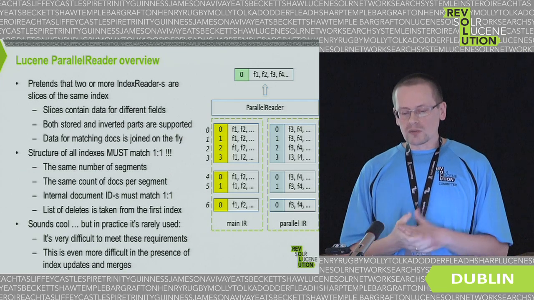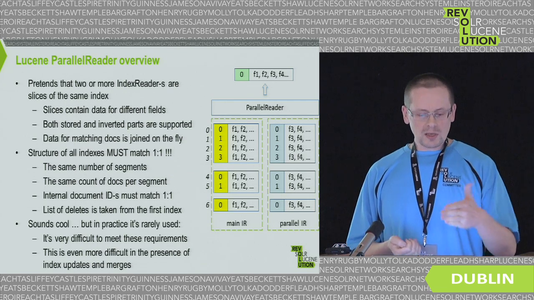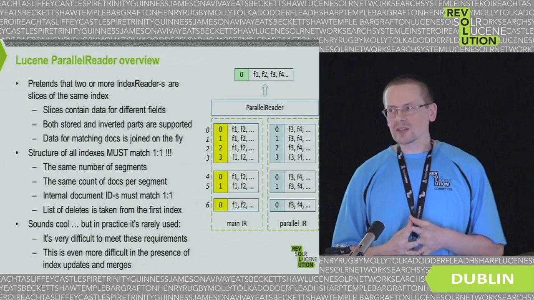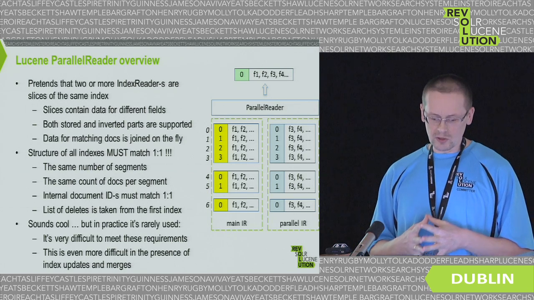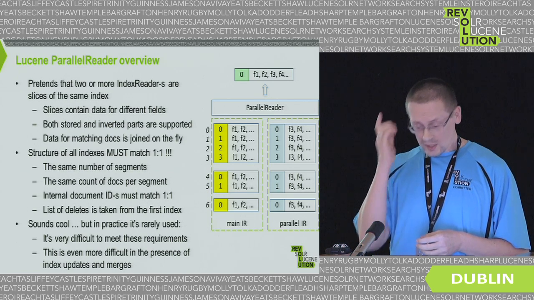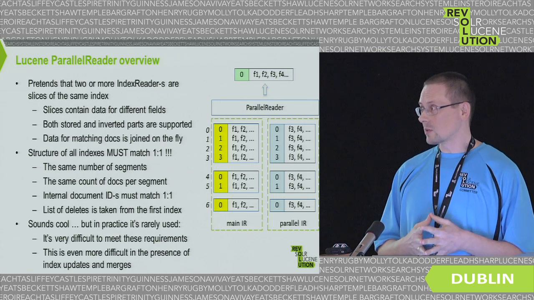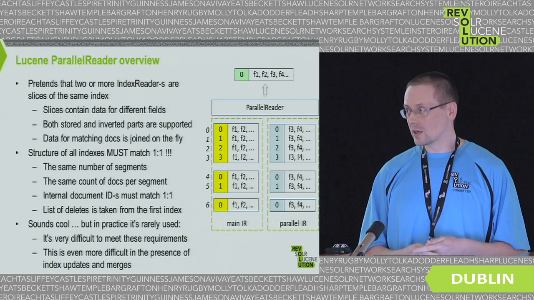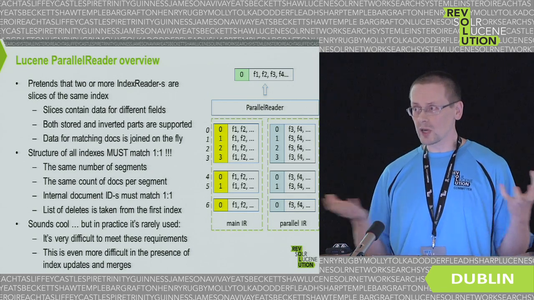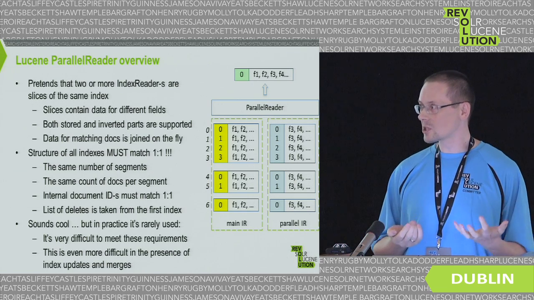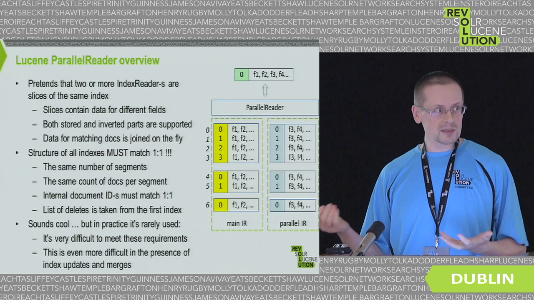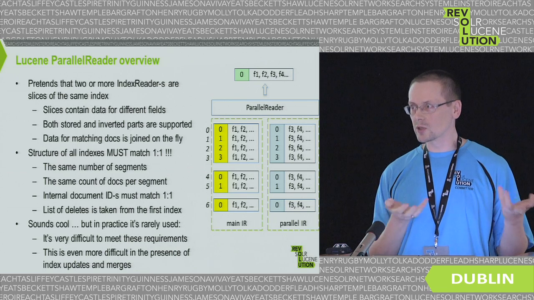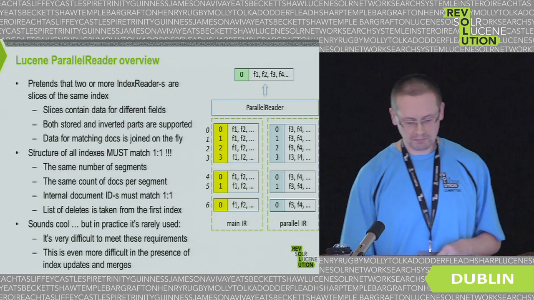And the list of deletions, if there are any deleted documents in the first index, is taken from the first index. So this sounds really cool, right? But in practice, this class is very rarely used. Why? Well, it's simply almost impossible to meet these requirements, especially with the index that is actively being updated. You have merges going on, so the number and composition of your segments keeps changing, and new segments are being added, so it's hard to keep up with the structure of this parallel index so that it still matches one-to-one with the main index, right?